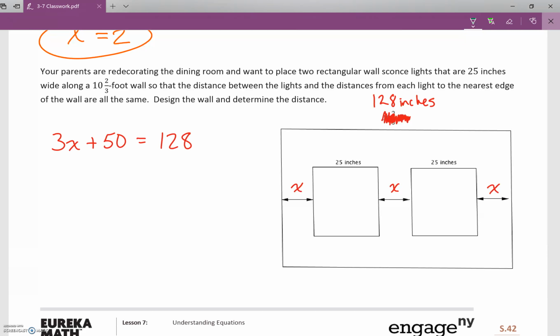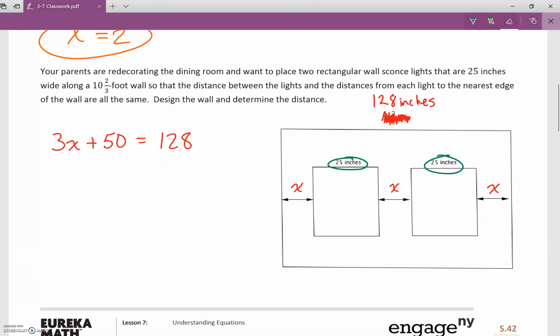If you set yours up correctly, it's going to look like this. 3x plus 50, or you could have 50 plus 3x equals 128. That is 3 equal unknown distances. This 50 comes from the posters, and if you add all of that stuff together, it equals the full length of the wall, 128 inches.